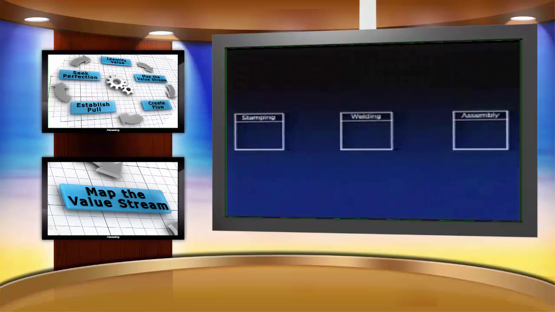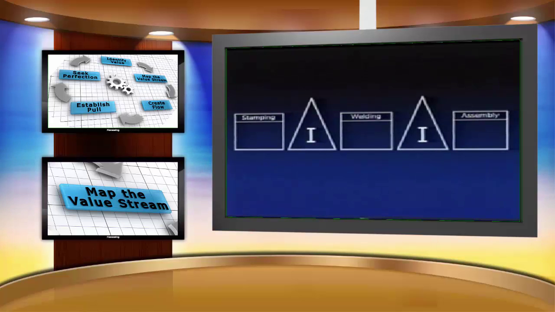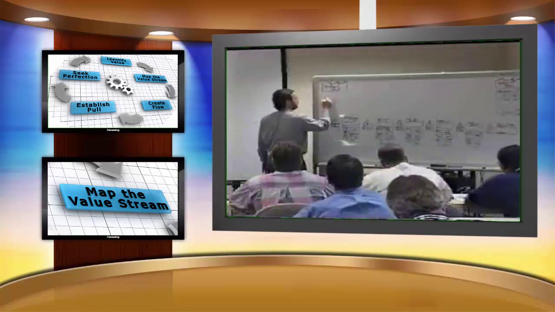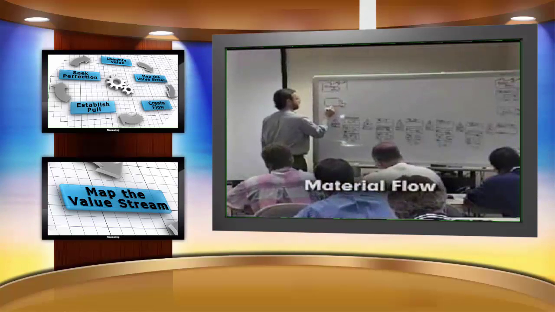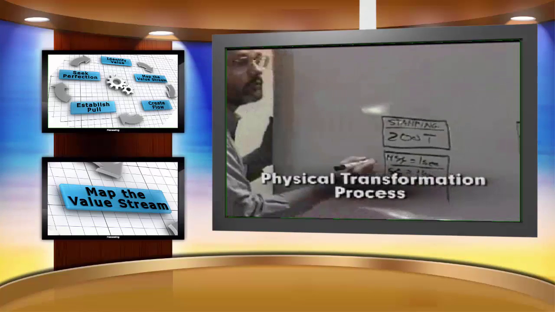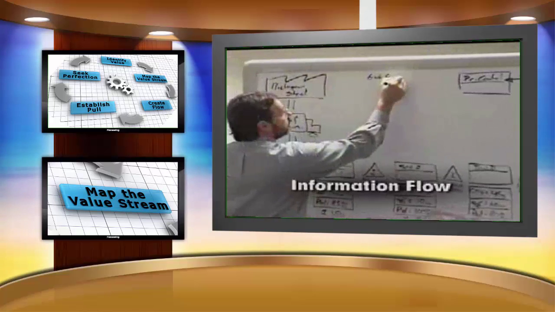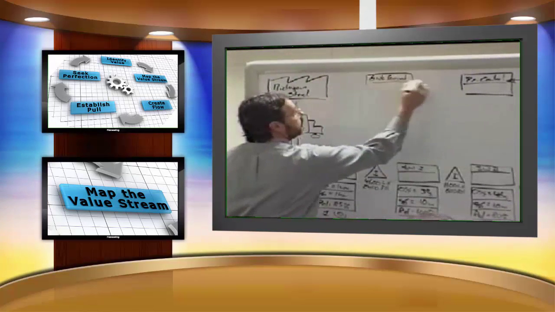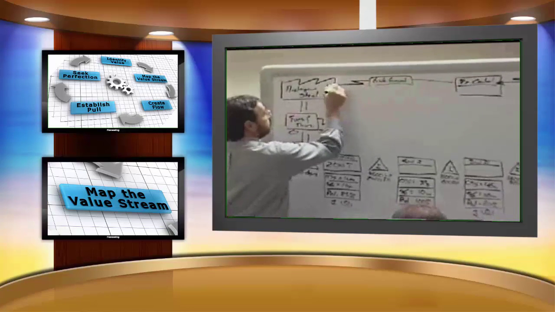Each value-added step at Acme is shown as a process box. Traditional manufacturing improvement has focused on squeezing out mere seconds from these processes. Lean manufacturing focuses on eliminating the non-value-added waste in the system, shown by the inventory triangles. Value stream mapping helps us identify this waste. Value stream mapping is divided into the material flow, the physical transformation process, and the information flow. The information flow helps you understand why inventory is being created.